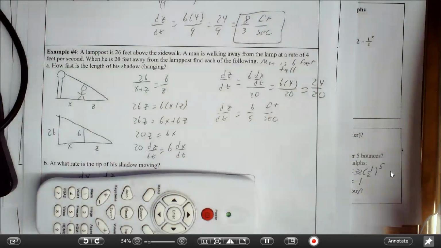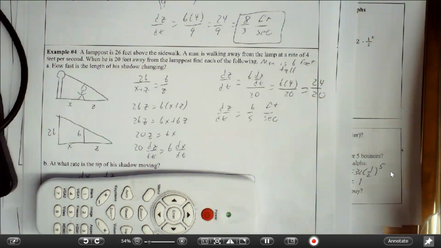So letter B, at what rate is the tip of the shadow moving? Now, this is a weird question. So Chris, pay attention. So letter B, Daniel, pay attention, otherwise you don't know what's happening. So letter B, at what rate is the tip of the shadow moving? So the first question is how the length of the shadow. But second question is this specific point. What is the rate that this specific point is moving?